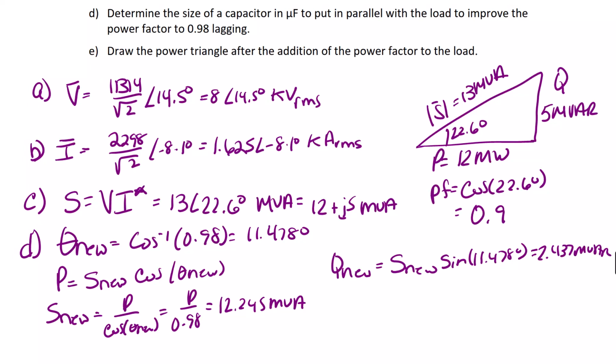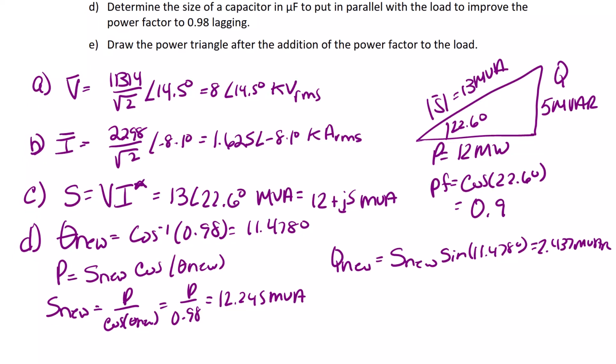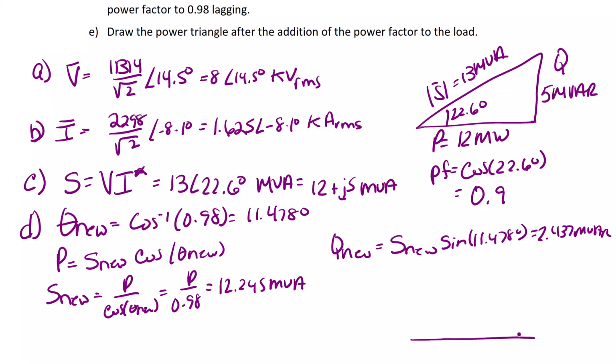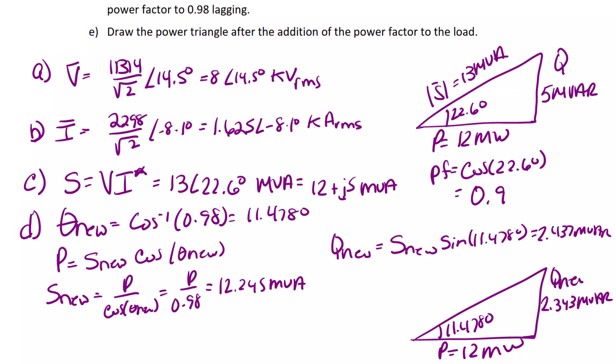Okay, so we now have our new power triangle here, where we have an angle of 11.478 degrees. P is still 12 megawatts, and our new Q is 2.437 megavar, so that's Q new, and S new is 12.245 megavolt amperes.